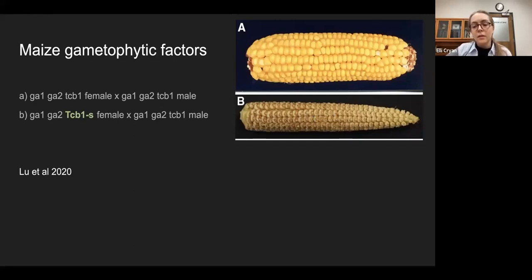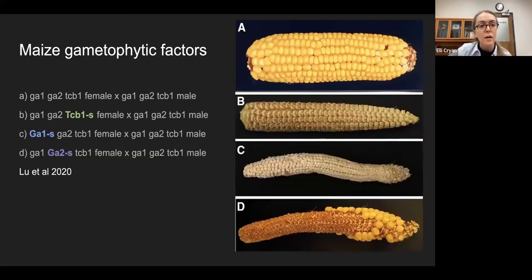So this is an example of one of three identified, seemingly fully functional gametophytic factors. The other two are called GA1 and GA2. And we can see here that when we have GA1 active on the female parent or GA2 active in the female parent, we see at least an extreme reduction in seed set.